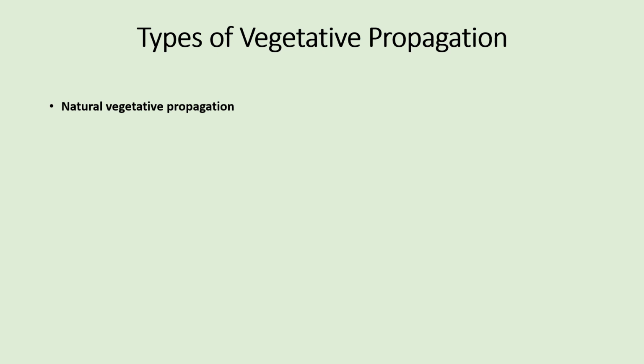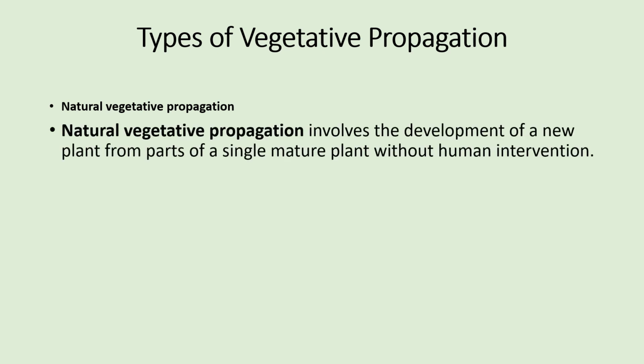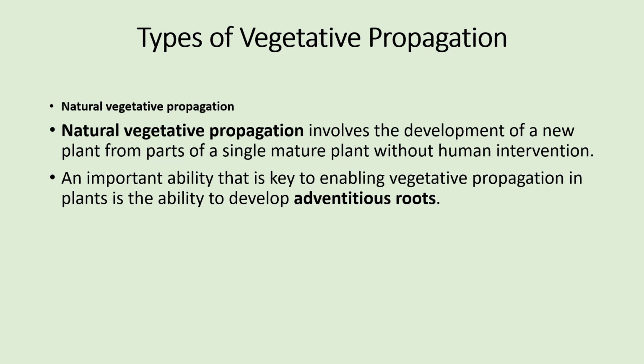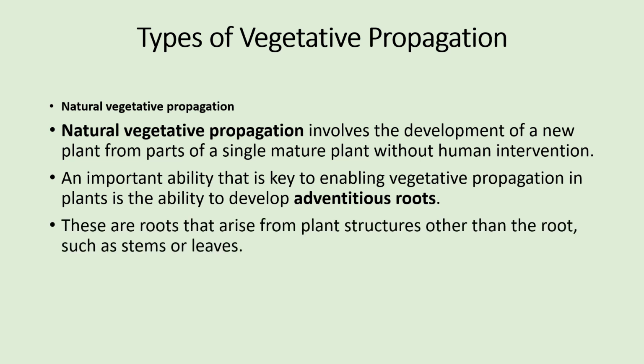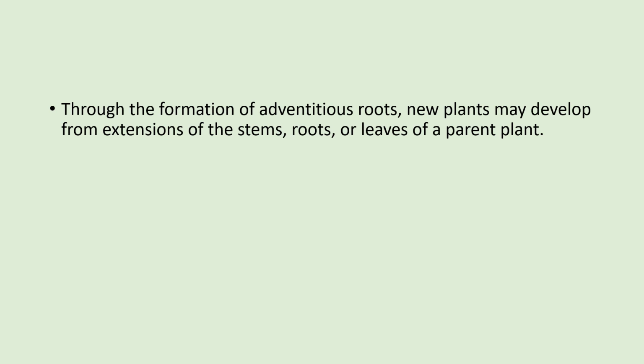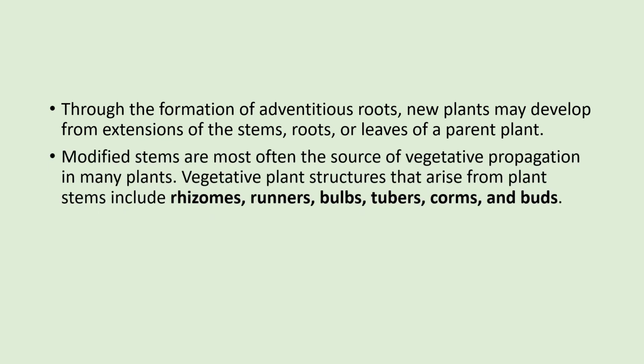Types of vegetative propagation. Natural vegetative propagation. Natural vegetative propagation involves the development of a new plant from parts of a single mature plant without human intervention. An important ability that is key to enabling vegetative propagation in plants is the ability to develop adventitious roots. These are roots that arise from plant structures other than the root, such as stems or leaves. Through the formation of adventitious roots, new plants may develop from extensions of the stems, roots, or leaves of a parent plant.